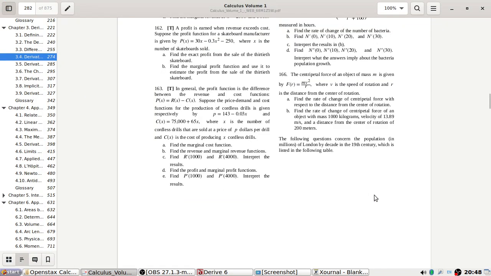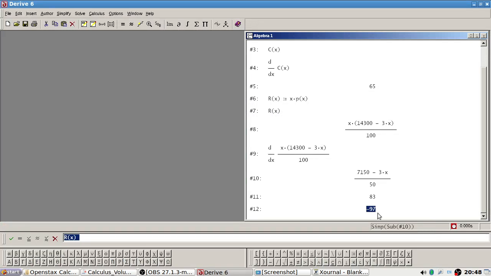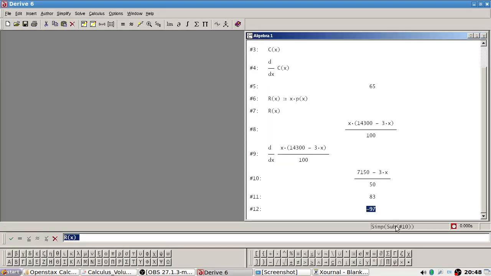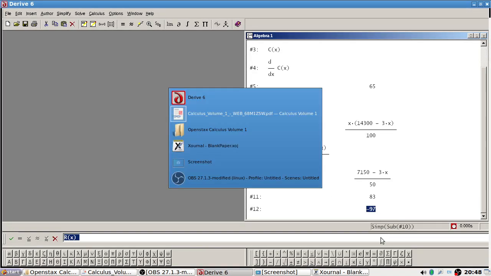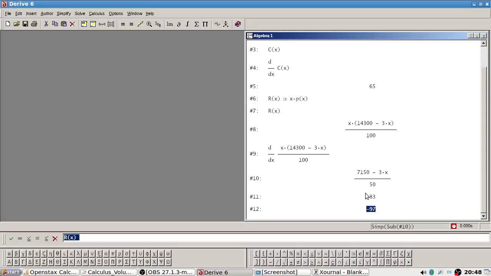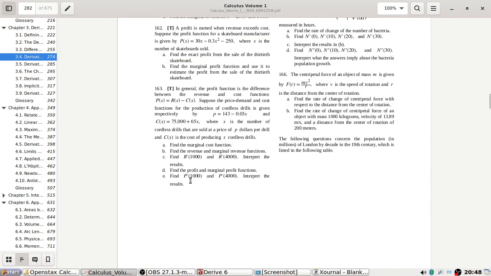So the sale of whatever it is, the cordless power drills or something, that gives you, not the 83rd, sorry, the 1,000th sale would give you an extra 83 bucks. But the 4,000th sale, you'd actually be losing 97. Now we want the profit.